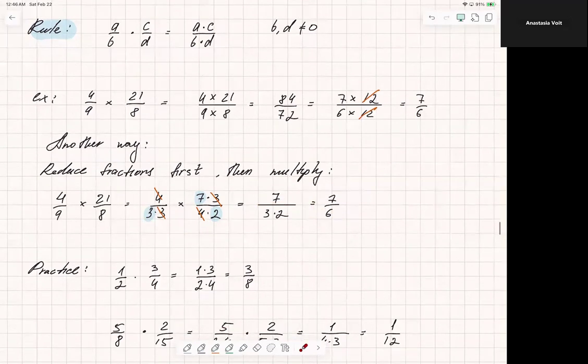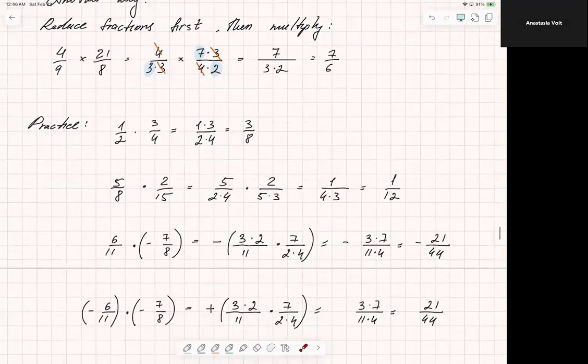All right, so now let's do a practice problem. We have 1 over 2 times 3 over 4. What we can do is multiply 1 times 3 and 2 times 4, and we get 3 over 8. So 3 over 8 has no common factor, so we leave it as is because this is already in the lowest terms. Now another one, 5 over 8 times 2 over 15.